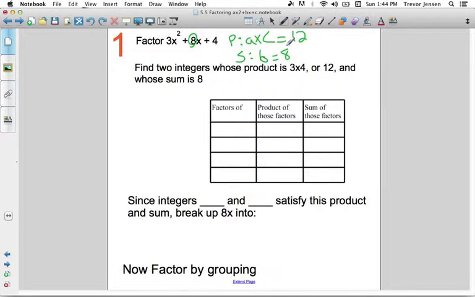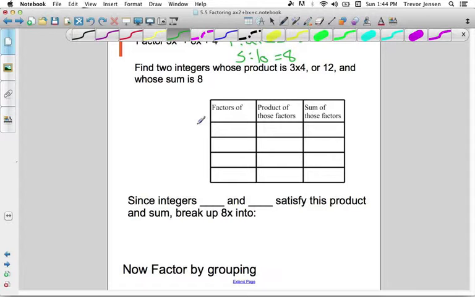So the difference for this type of question, when the a value is not 1 and it can't be factored out, don't forget you're going to have to multiply your a and your c values together. That's going to give you the number that you have to find a product of. And then you also have to find two numbers who have a product of your a times c and a sum of your b. So that's what you want to do for these types of questions.